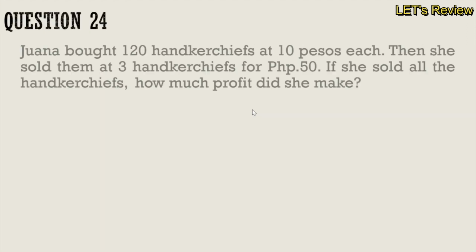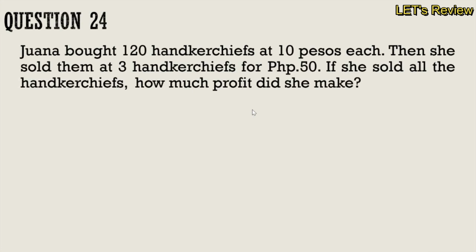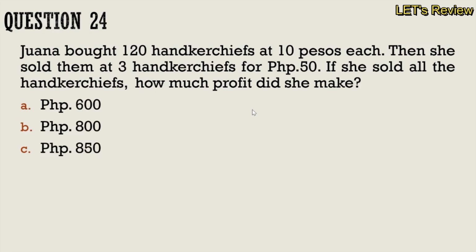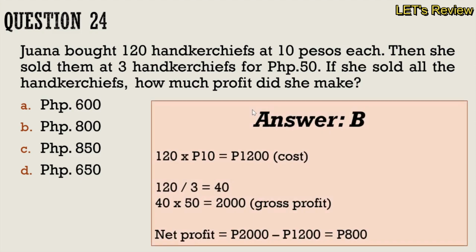Question 24. Juana bought 120 handkerchiefs at 10 pesos each. Then she sold them at 3 handkerchiefs for 50 pesos. If she sold all the handkerchiefs, how much profit did she make? A. 600 pesos. B. 800 pesos. C. 850 pesos. Or D. 650 pesos. The answer is B. 800 pesos.